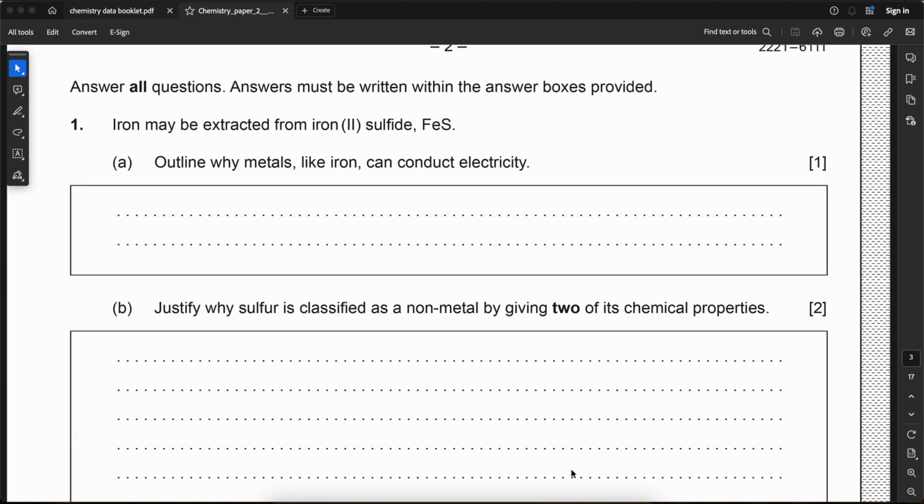Iron may be extracted from iron(II) sulfide, FeS. Outline why metals like iron can conduct electricity.